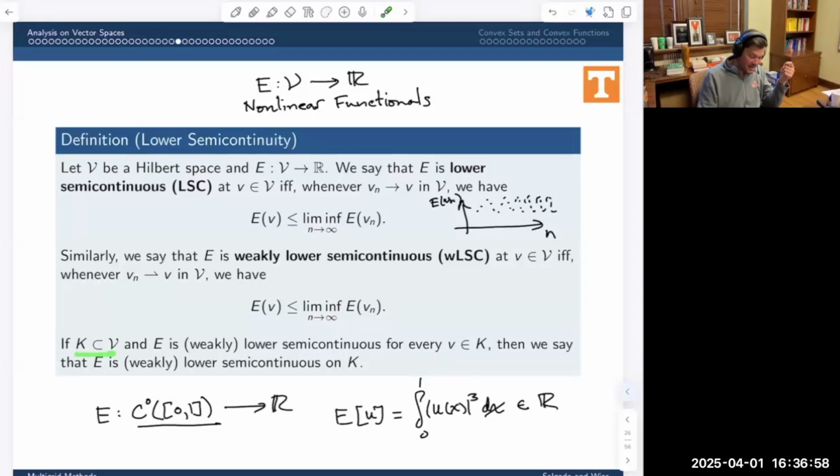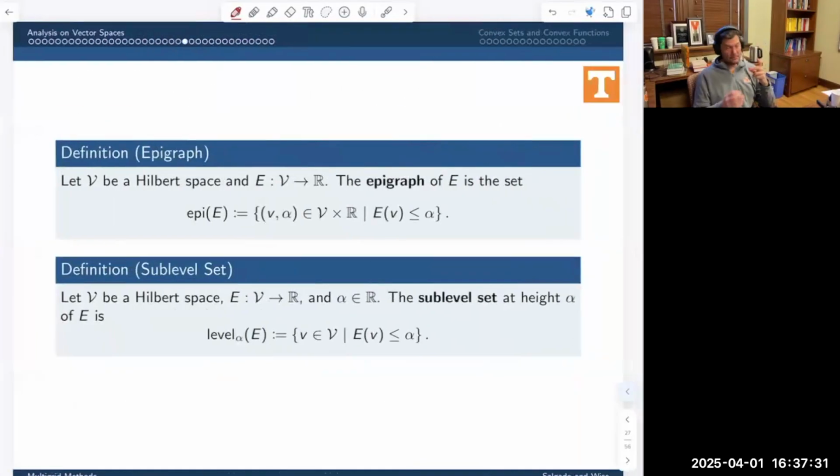If K is a subset of V and E is weakly lower semi-continuous at every point V in K, then we say it's weakly lower semi-continuous on the whole set K. I have here a strict subset, but K could be equal to V. In that case, we just say that it's weakly lower semi-continuous at every point. Okay, so that's lower semi-continuity and weakly lower semi-continuity.